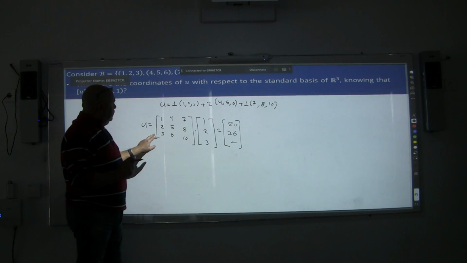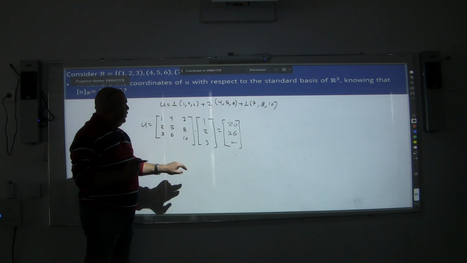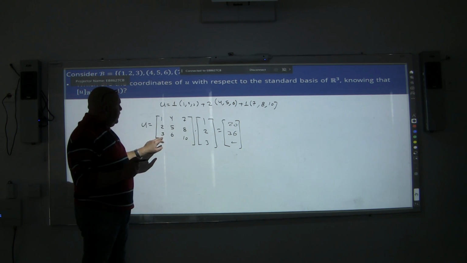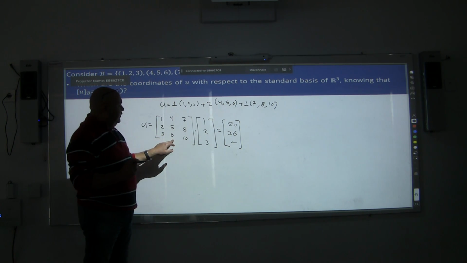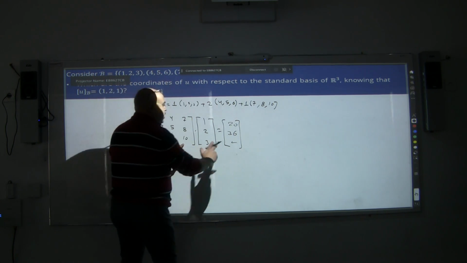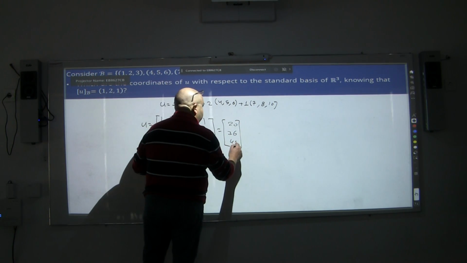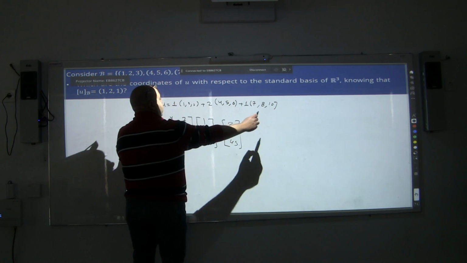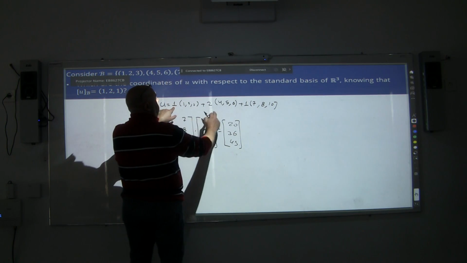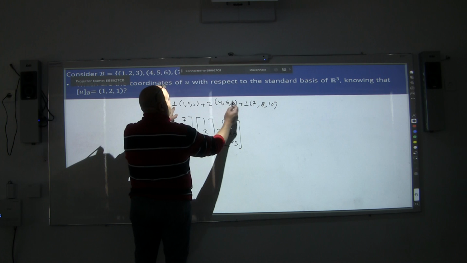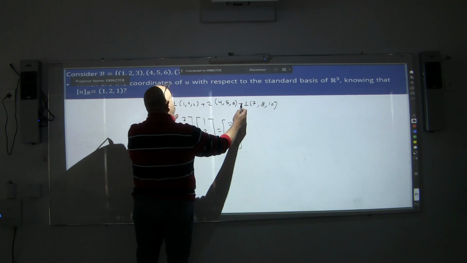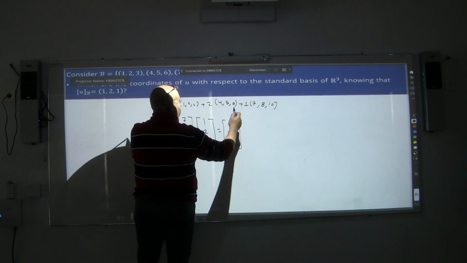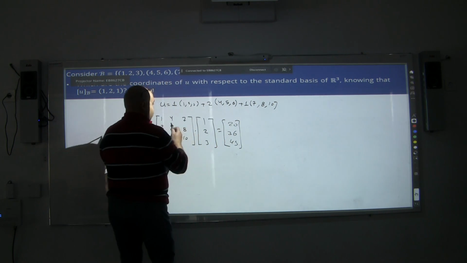And once more, multiplying the last row by 1, 2, 3. So it's a 3 plus 12, which is going to be 15, plus 30. So this is going to be 45. It's exactly like this. 1 for the first component, 2 times 4, which is 8. 8 plus 1 is going to be 9 plus 7, so it's going to come up to 16.